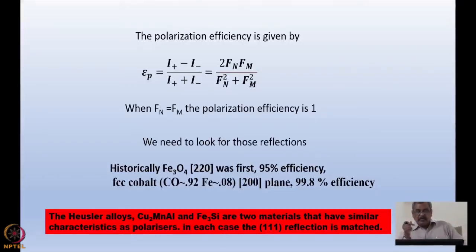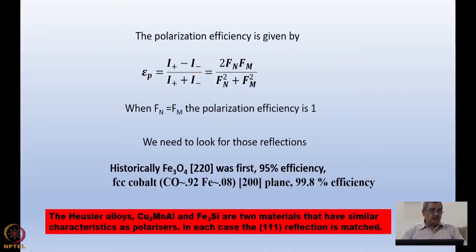This cobalt 92% and iron 8% alloy gives the 200 plane, with very high efficiency, but the issue is that cobalt is a strong neutron absorber, so we lose intensity in absorption. At present, Heusler alloy, which is Cu2MnAl, and iron silicon Fe3Si, are two materials that have very similar characteristics as polarizers. In both of them, the 111 reflections are matched, meaning Fn is nearly equal to Fm, and these are used as neutron polarizing monochromators.